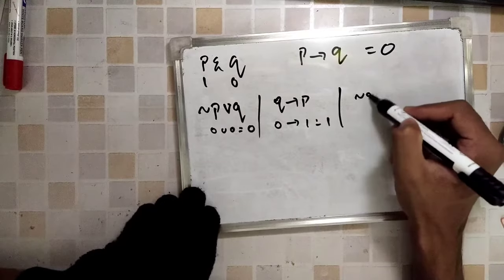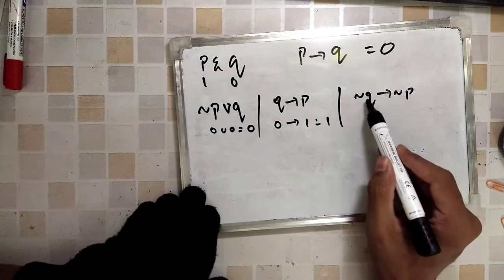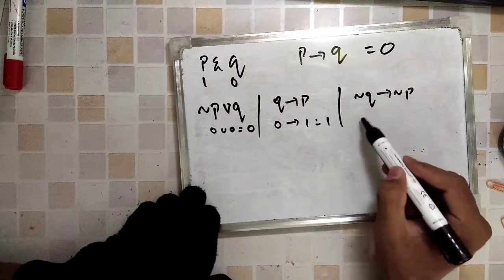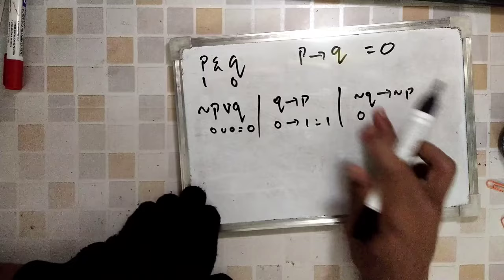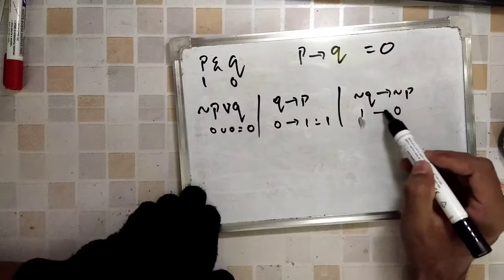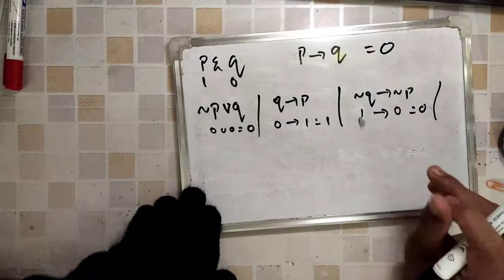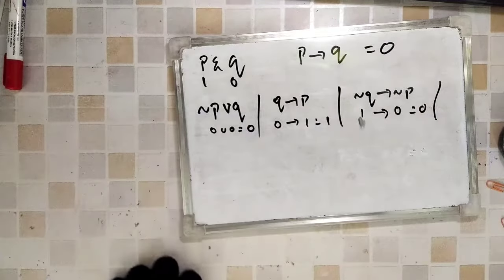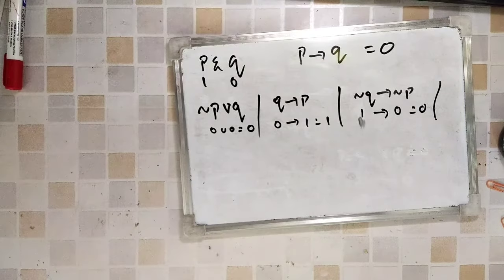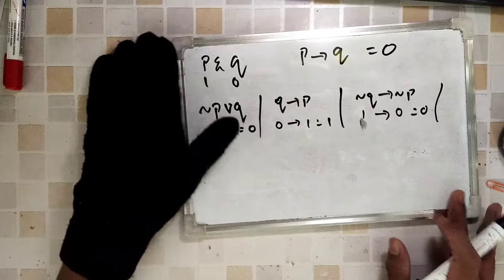Then negation Q implies negation P. Q is 0, so negation Q is 1. P is 1, so negation P is 0. So 1 implies 0 is again 0, because it's decreasing. That's it. Here they have asked only 4 questions. I hope you understood this.